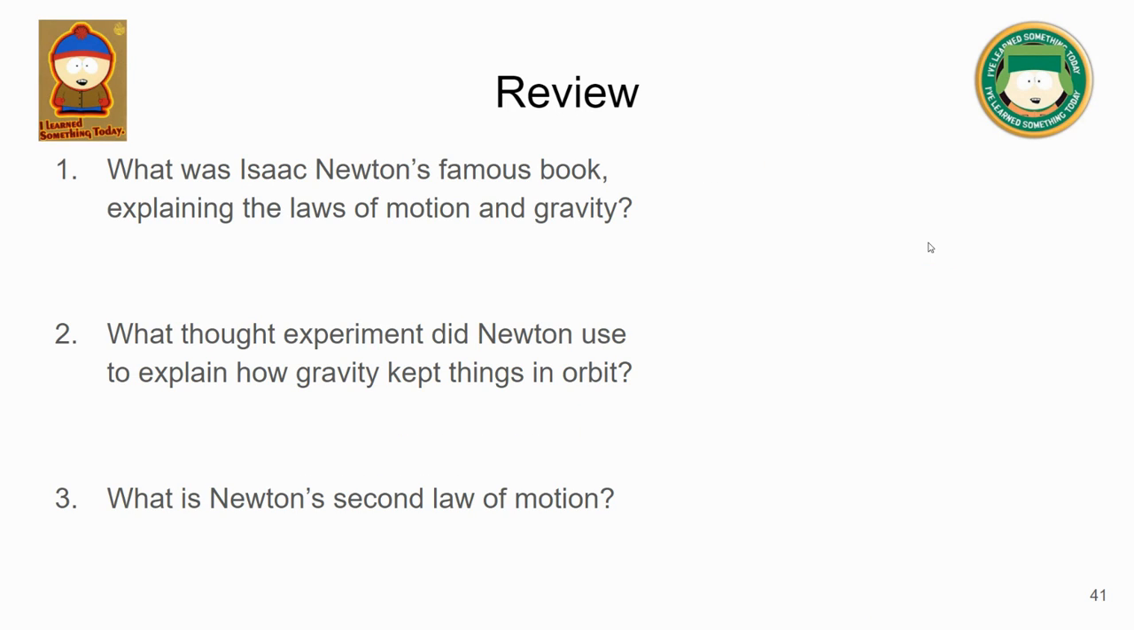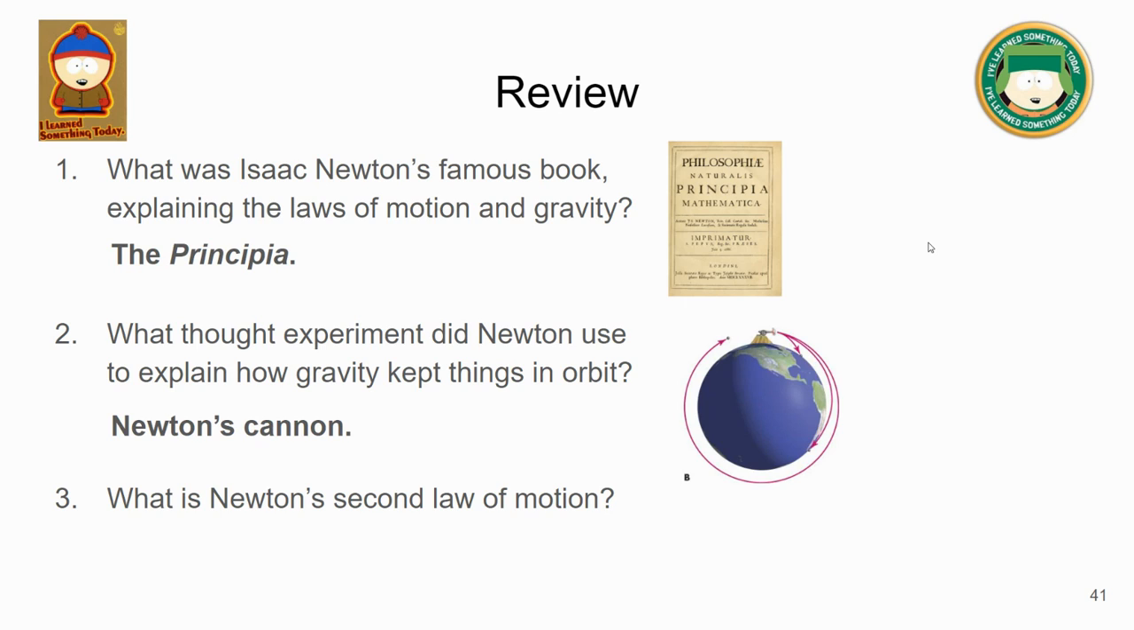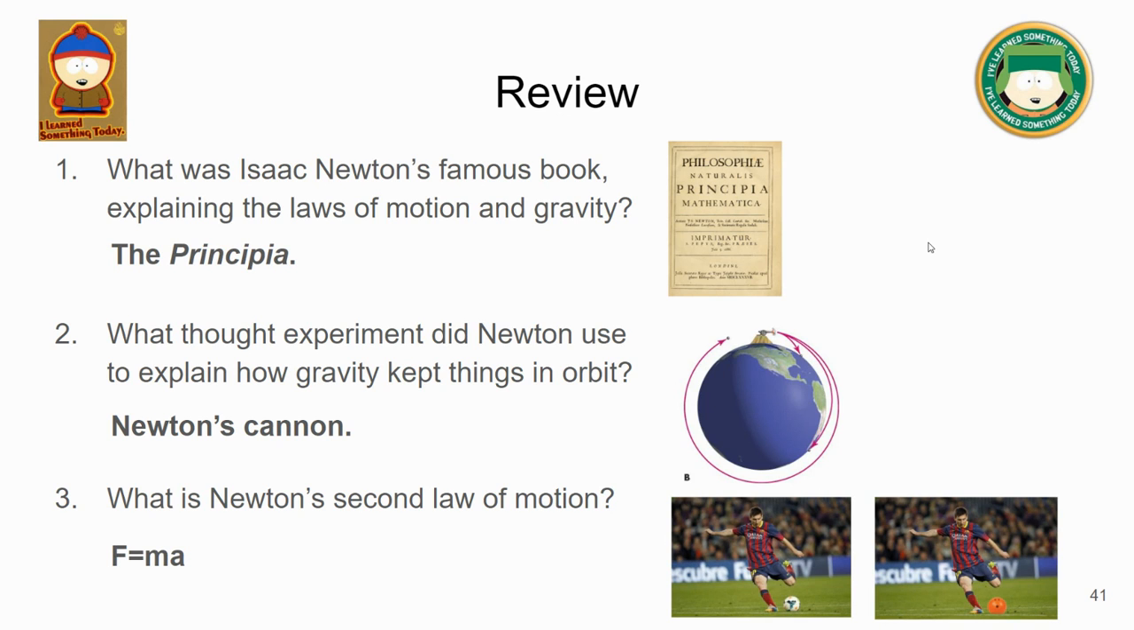To review very quickly, what was Isaac Newton's famous book explaining the laws of motion and of gravity? This was the Principia. What was the thought experiment that Newton did to explain how gravity kept things in orbit? This was Newton's cannon. Wonderful idea. This is what orbit actually is. And finally, what is Newton's second law of motion? F equals ma. The pictures you should associate with this are Leo Messi kicking a football on the left and Leo Messi kicking a bowling ball on the right. Given the same amount of force on both objects, they will have different accelerations because they have different masses.